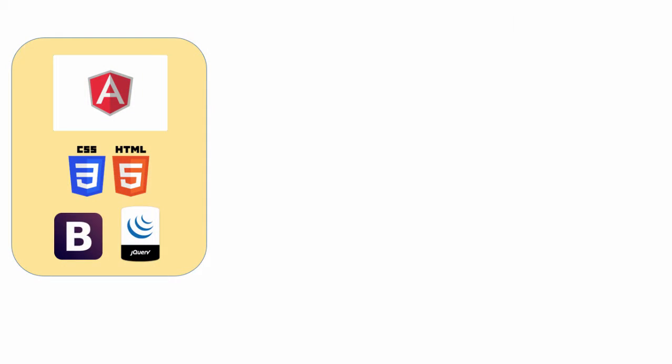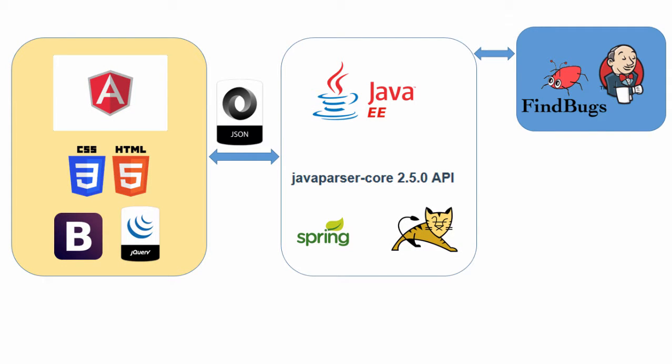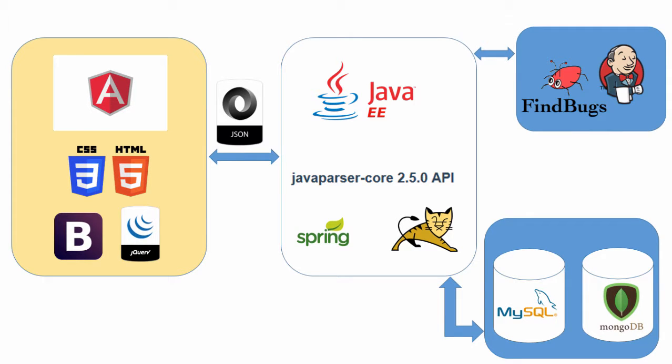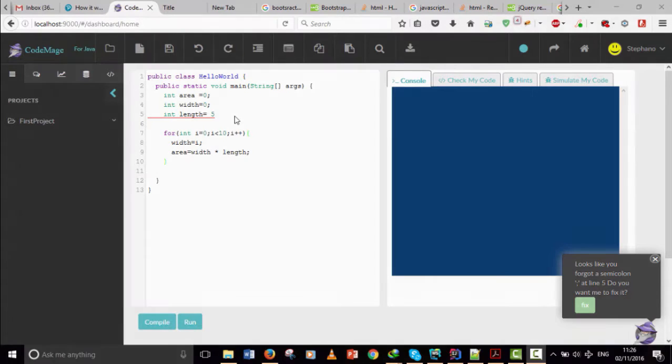The tools we have used are AngularJS and Java EE for our base implementation. Then we have Jenkins and Firefox, and MySQL and MongoDB for our databases. And we have followed the best programming practices possible, and we have used revision control as well. And here's a short demo of our system.